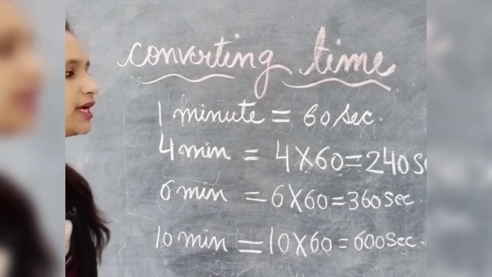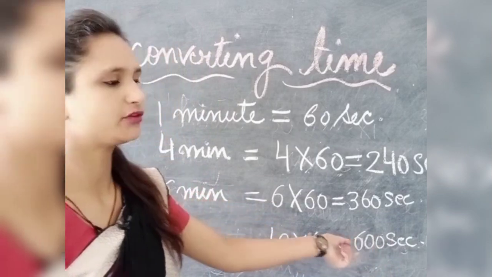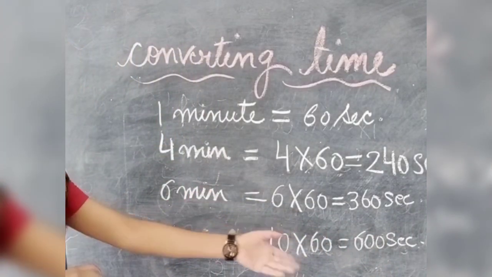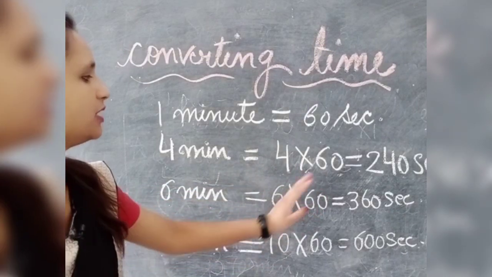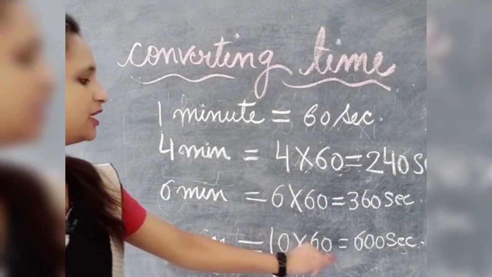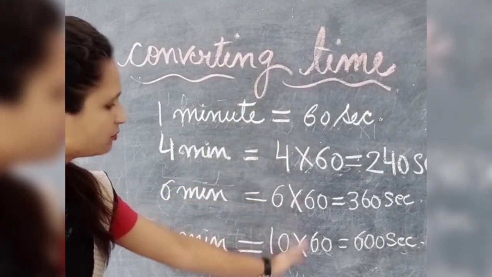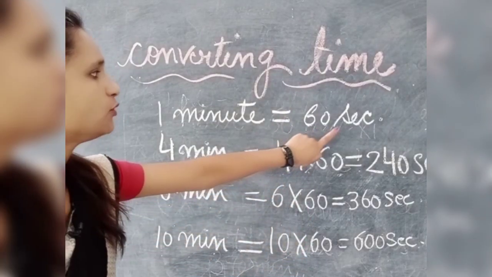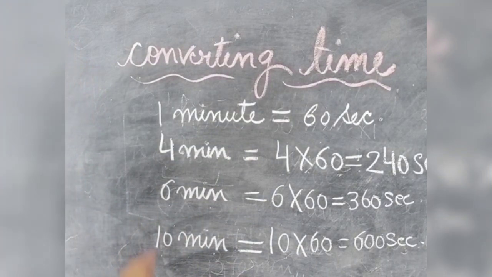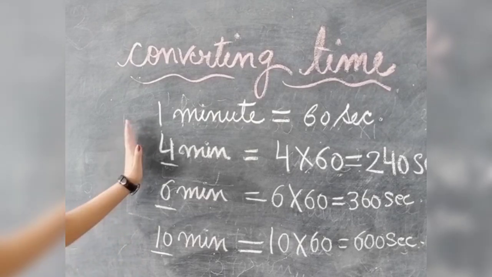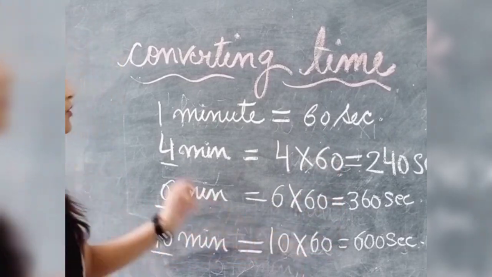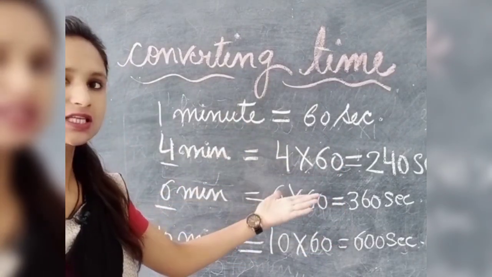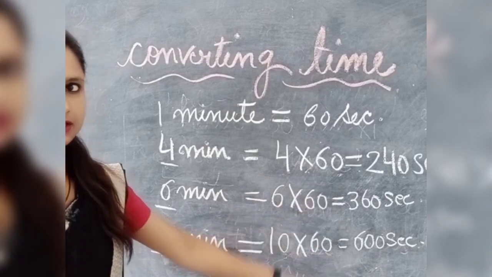Do not forget to write seconds, or the given unit in which you have to convert. So 4 minutes is equal to 4 multiplied by 60, 6 minutes is equal to 6 multiplied by 60, 10 minutes is equal to 10 multiplied by 60. So you just have to multiply with 60 when you convert into seconds. Simple. For hours you multiply with 60, then it will be converted into minutes. For minutes you multiply with 60, then it will be converted into seconds.